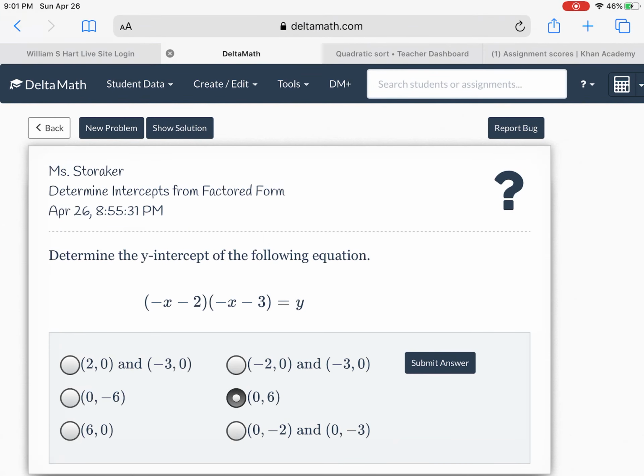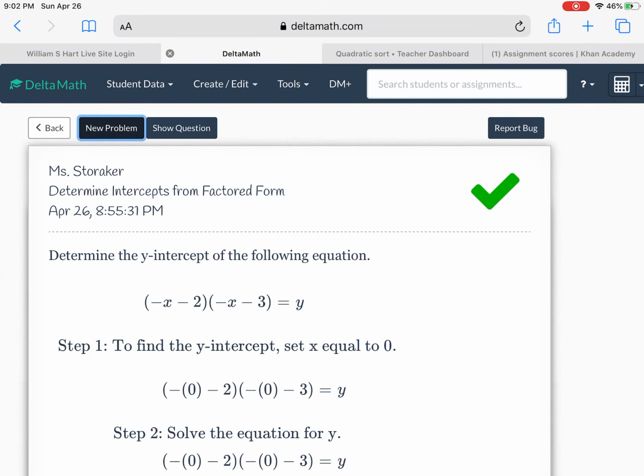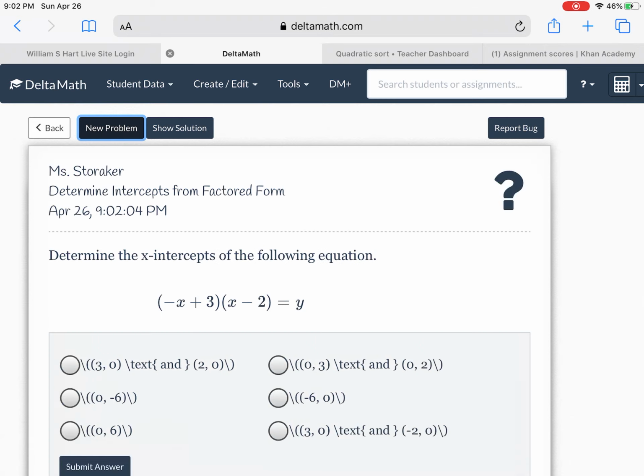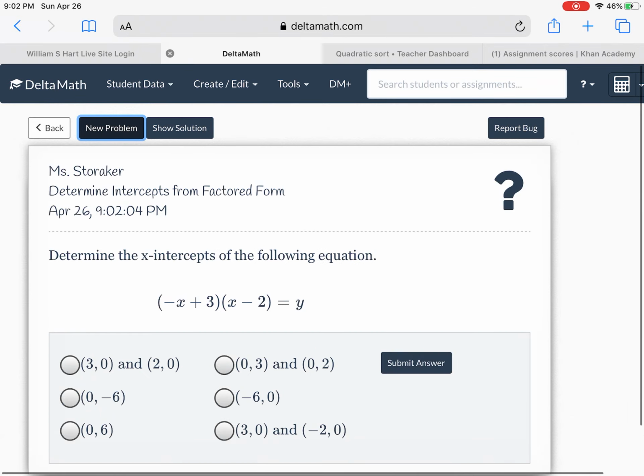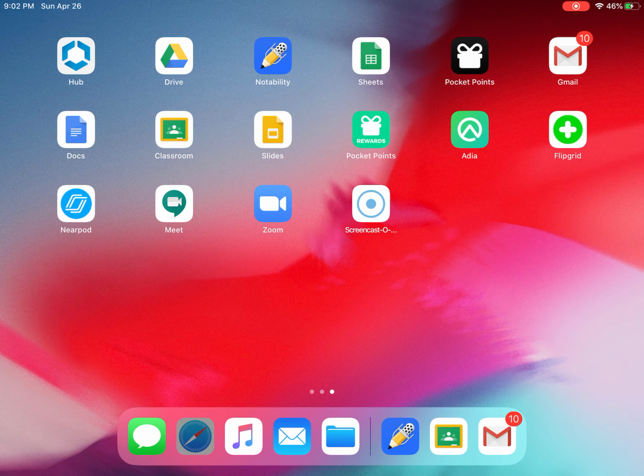Okay. So we're looking for the y-intercept. The 6 should be in the y. Submit the answer. Yes. No problem. This one's looking for x-intercepts. So it's going to be one of these ones that have the 2 points going on. It's going to be one of the ones with just the zeros in the y's. So I'm going to do this problem for you real quick.